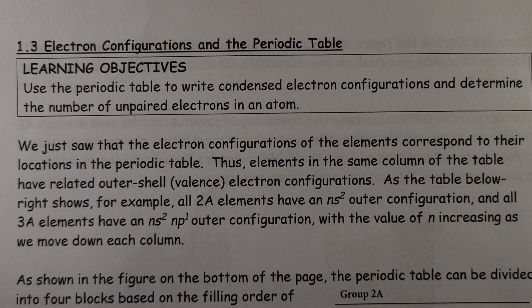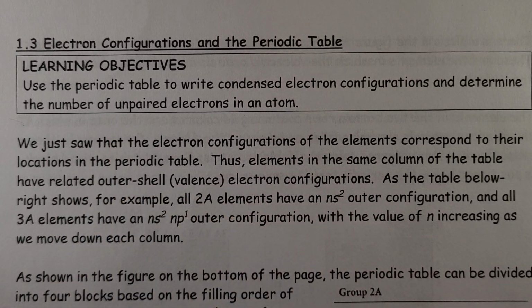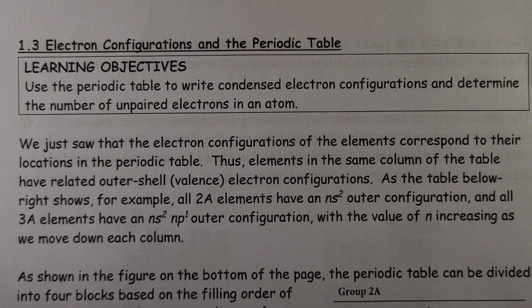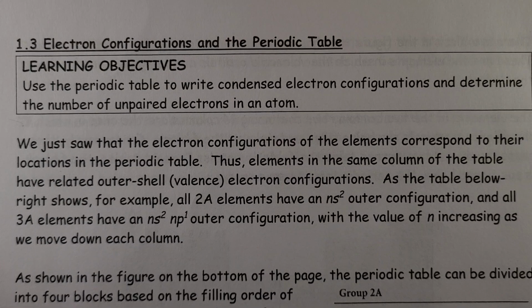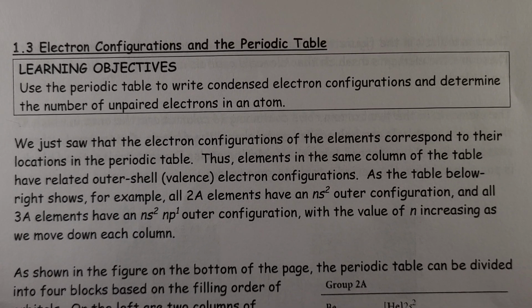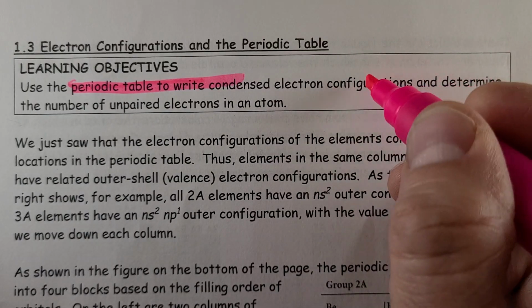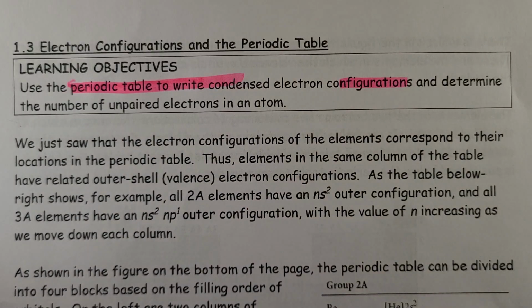Welcome back, Chemistry 30. This is the 1.3 section, electron configurations in the periodic table. So here we'll finally see how this can relate to the periodic table and really tell you how to do this quite easily. So use the periodic table to write condensed electron configurations, and also, I guess we could say, ground state electron configurations, and determine the number of unpaired electrons in an atom.